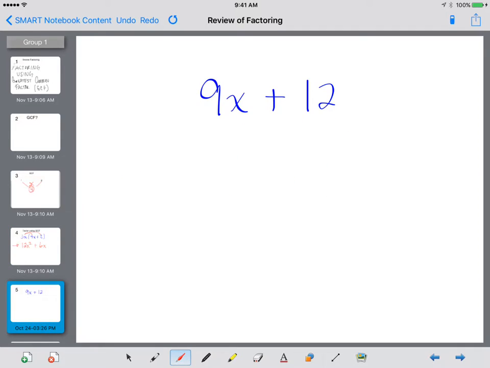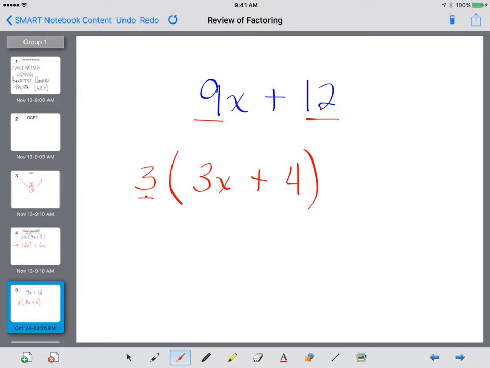So for instance, let's look at this example, 9x plus 12. We want to figure out what is the greatest common factor between 9 and 12. Well, the highest number they both can be divisible by is 3. They don't both have an x, so I can't pull the x out. So that's the greatest common factor that I can divide both terms by. If I took 9 divided by 3, I would be left with 3x. Plus, if I did 12 divided by 3, I would be left with 4.